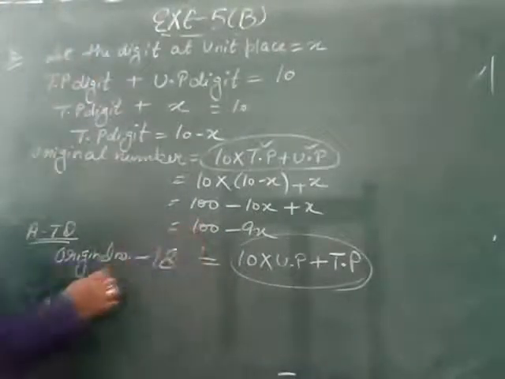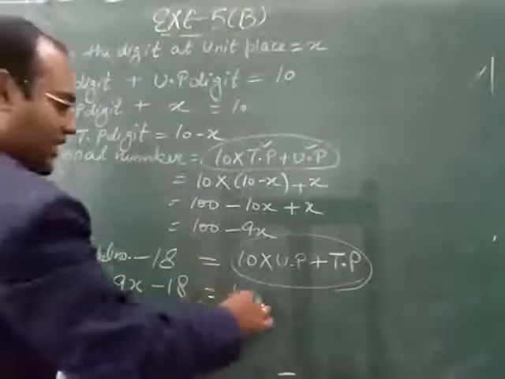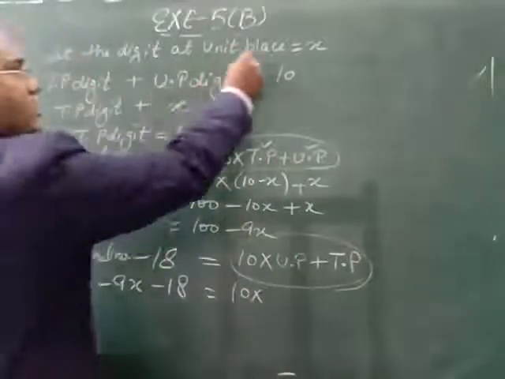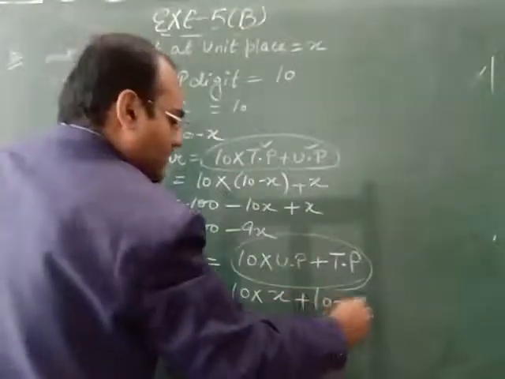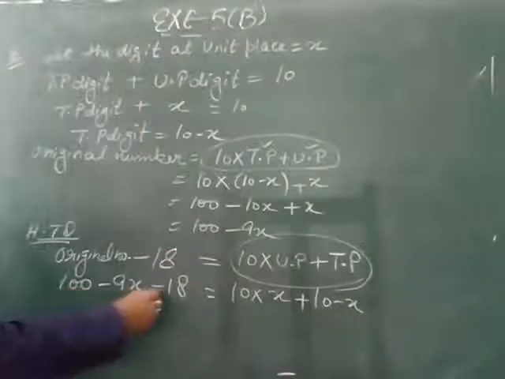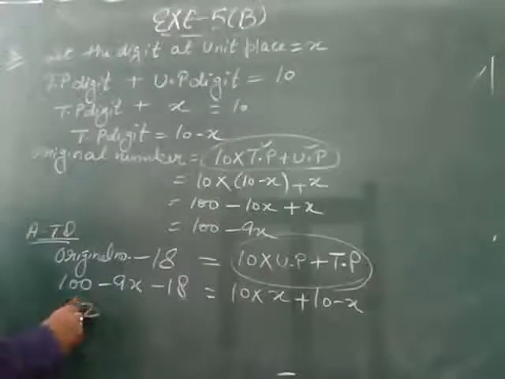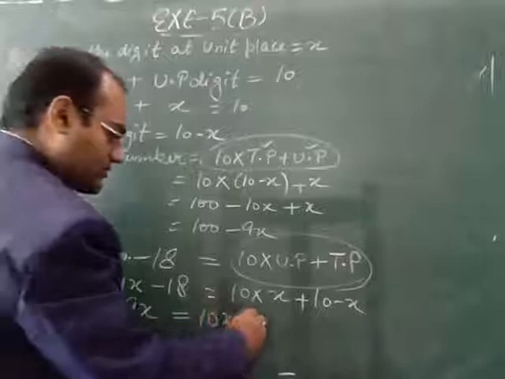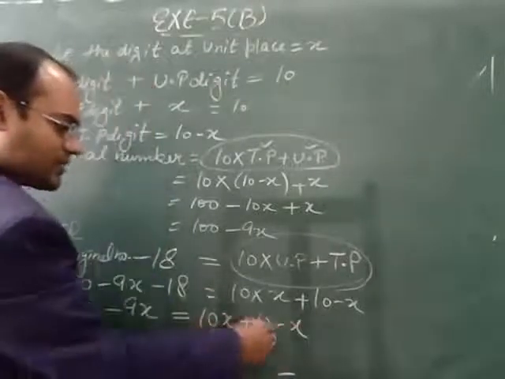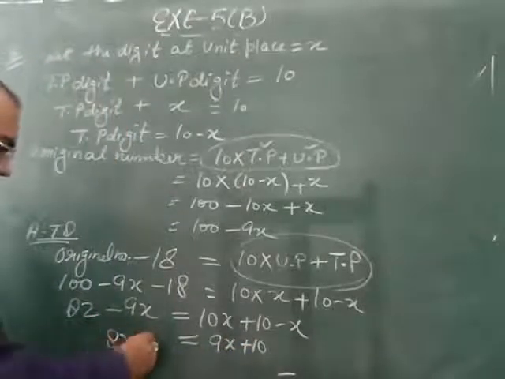Now original number is 100 minus 9x, minus 18 is equal to 10 into unit place. Unit place is x, plus ten's place. Ten's place is 10 minus x. 100 minus 18 we will do. 100 minus 18 will be 82 minus 9x is equal to 10 into x, 10x plus 10 minus x. 10x minus x will be 9x plus 10. 82 minus 9x as it is.